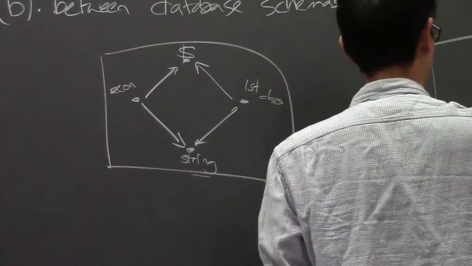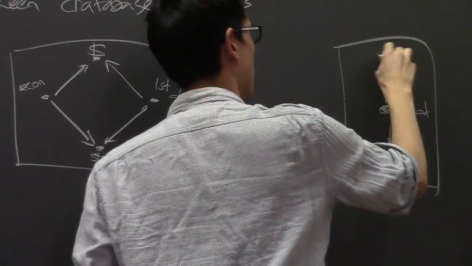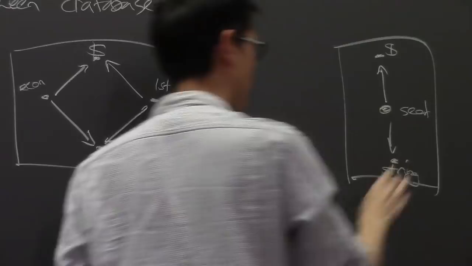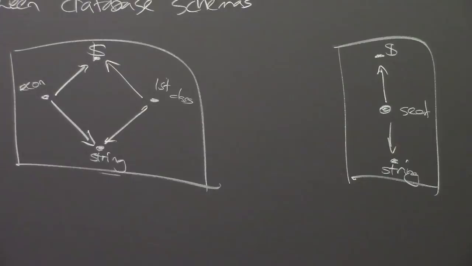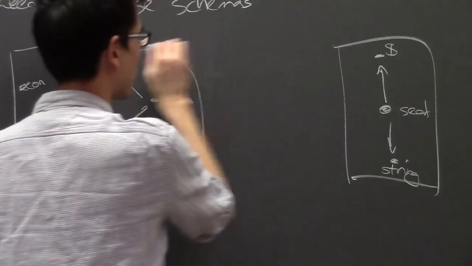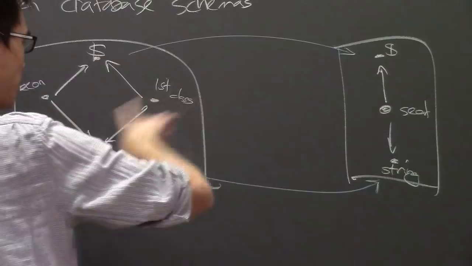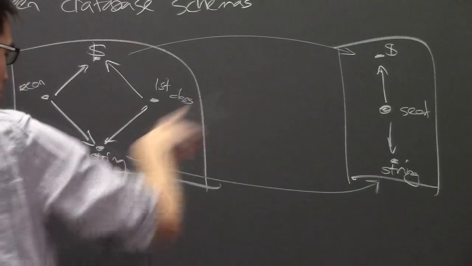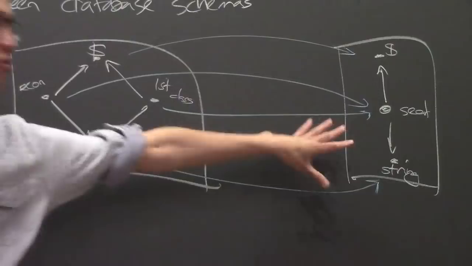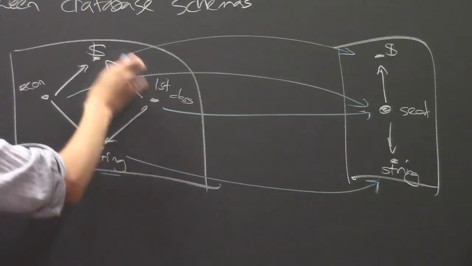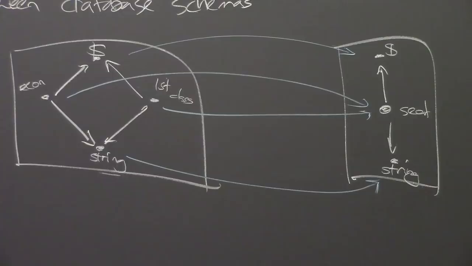Another simpler database schema for storing the same sort of data would just be to have a notion of seat, and then we have price and name associated to it. Two different companies might use these two database schemas and want to talk about some sort of relationship between them, which would help them understand how to migrate data stored in this format to data stored in this format. You can describe that relationship with a functor, which is the obvious one that sends the price object to the price object, the string object to the string object, and both seat objects to the single seat object in this schema. And then it will send these morphisms to the corresponding ones there. Okay. So that's that.